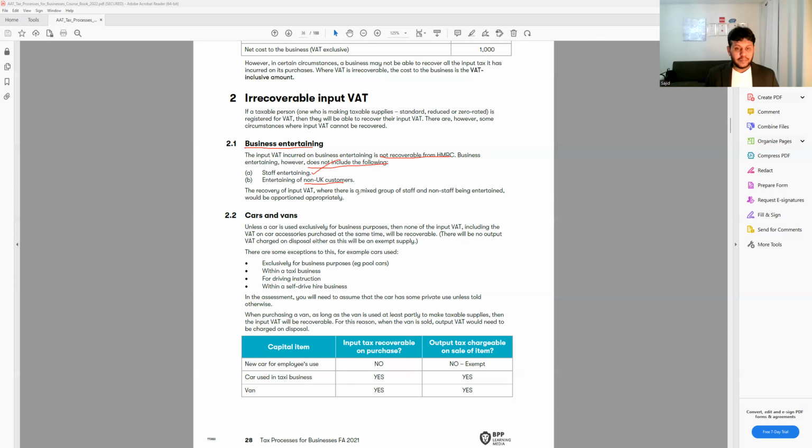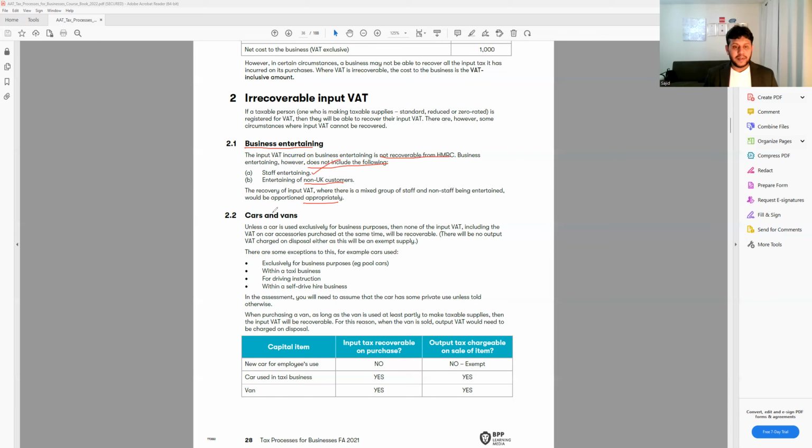To recover input VAT where there is a mixed group of staff and non-staff entertained, it would be apportioned appropriately. So let's say you make a party, some of them are staff and some are your customers, you have to apportion it. You have to know what percentage was staff and what percentage was customers. So for example, £100 VAT, you can only claim 50, not 100, if it is 50-50.